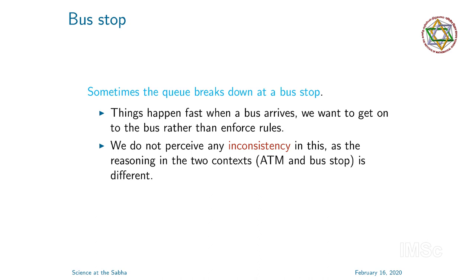In front of the ATM, you're willing to stand slowly. In fact, you respect the person standing inside because you want the money as well. And when you take the money, you don't want somebody rushing in. So you're willing to stand. But there is a kind of reasoning that's going on in these two contexts, and they are different. And we don't see any real inconsistency in this. Okay, now what about the next?